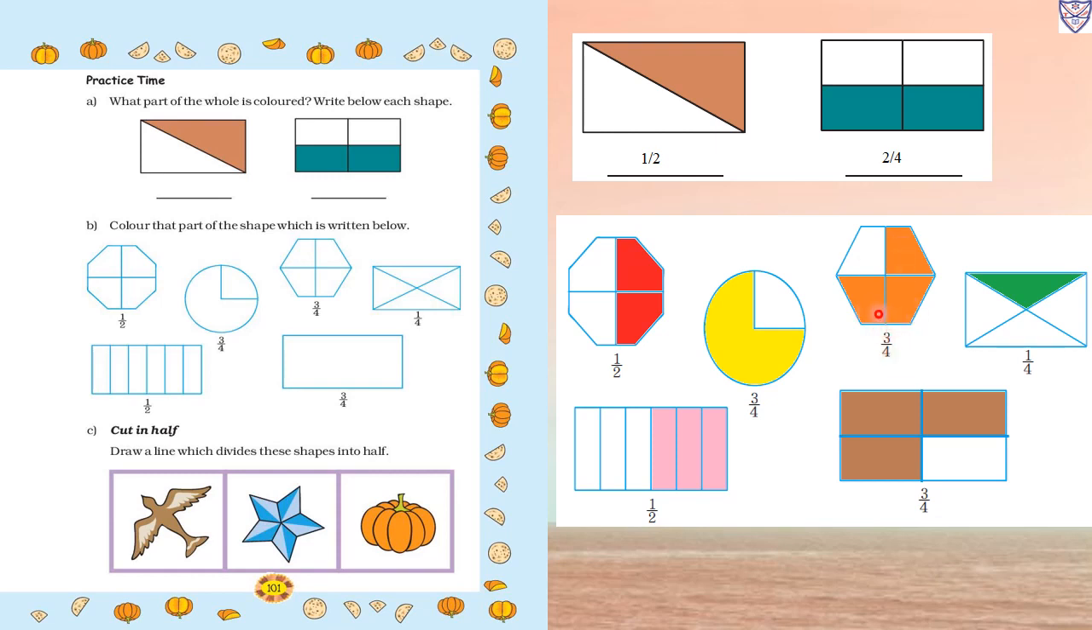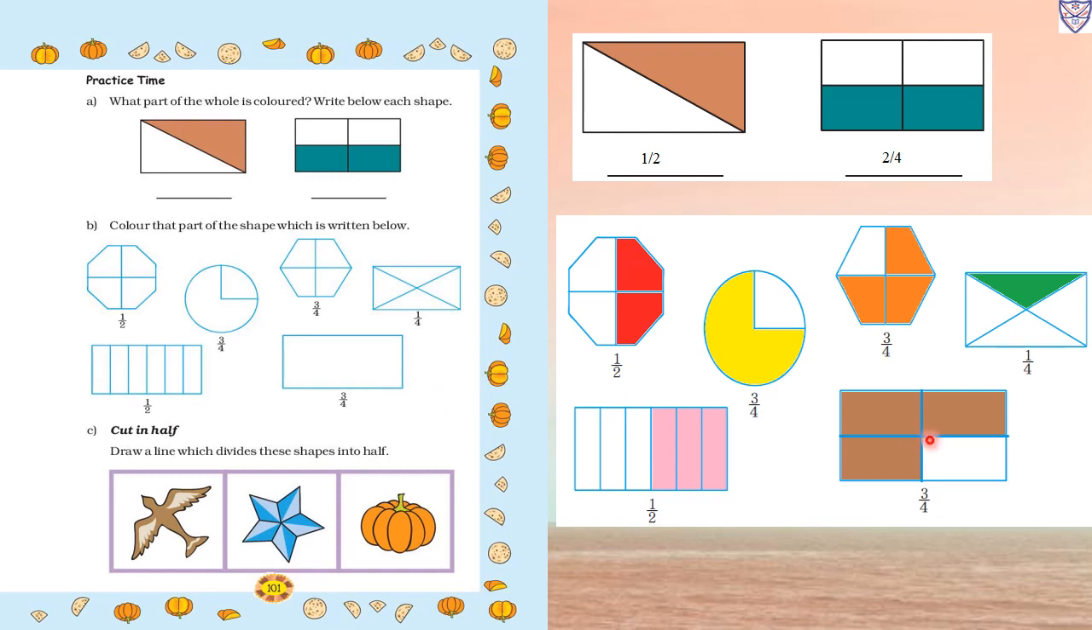So 1, 2, 3. Then again 1/4. So total how many parts are there? 1, 2, 3, 4. So we will color only one part. Then next, half. So 1, 2, 3, 4, 5, 6. Total 6 parts are there. So we have to make it a half, so we will color 3. So that is half.